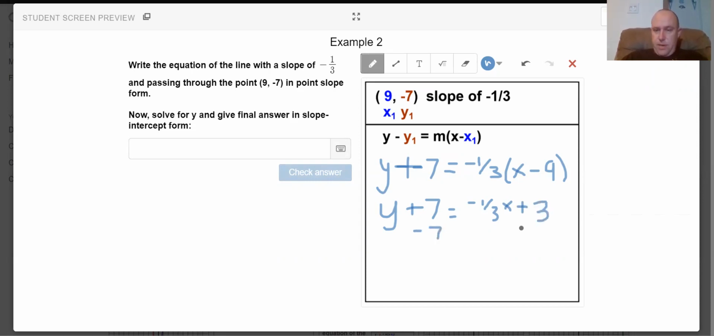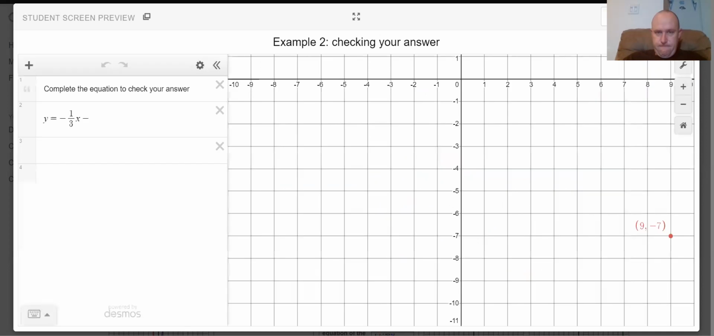And then to make it say y equals, I just have that last bit of rearranging to do. So instead of adding 7, I'm going to subtract 7 from both sides. And then 3 take away 7. Once again, if you're not sure, just go ahead and check on Desmos. You'll find it's negative 4. So I'm going to put subtract 4 here.